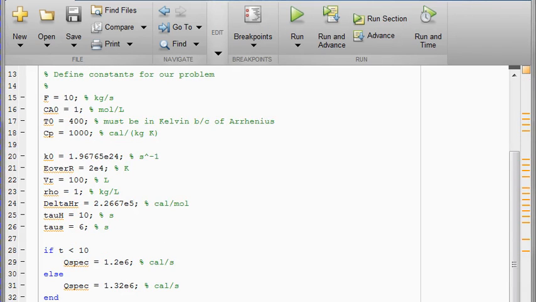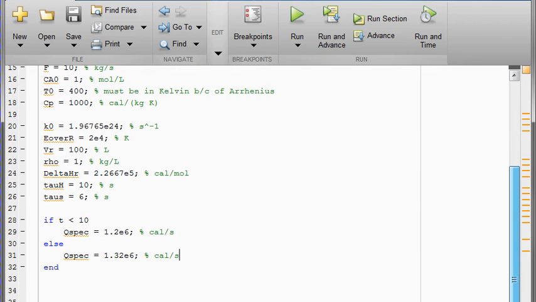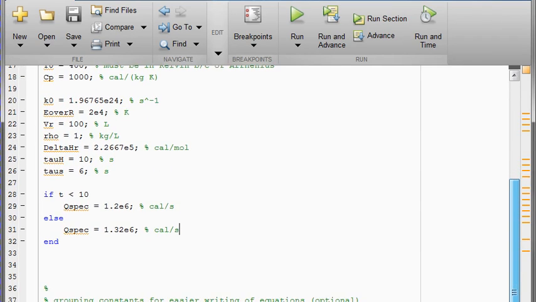And in addition to that, those are the constants for our problem, but also we need to program in an if statement, which tells us how the specified heat load is going to change when time t equals 10 seconds. So if t is less than 10 seconds, then the specified heat load will be 1.2 times 10 to the 6 calories per second, and when t is greater than 10, it'll be 1.32 times 10 to the 6 calories per second.